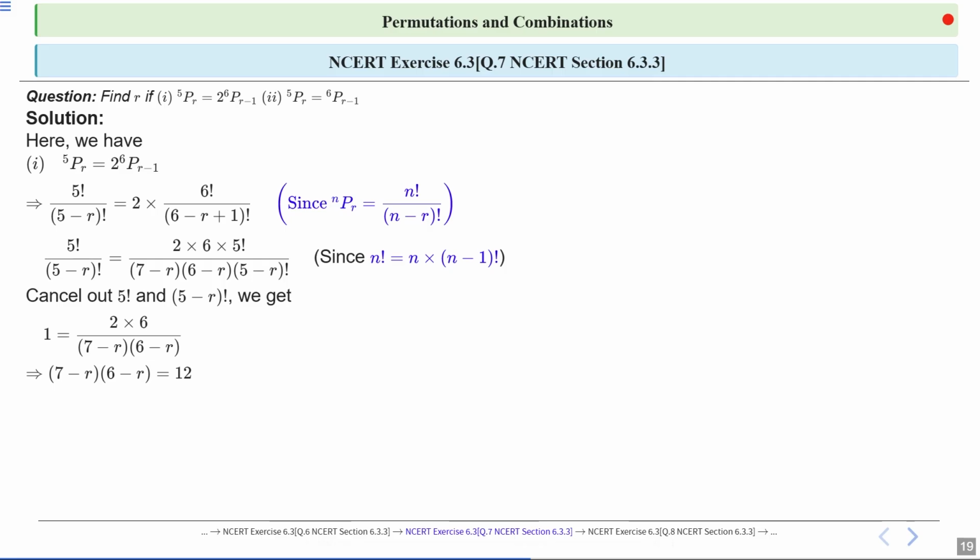So we solve for here: 7 minus r into 6 minus r equal to 12. Now expanding the left side, we get 42 minus 6r minus 7r plus r square is equal to 12. So this is a quadratic equation. Rearranging the terms, we have the quadratic equation r square minus 13r plus 30 equal to 0. Now factoring the quadratic equation, we find r minus 3 multiplied with r minus 10 equal to 0. From the factored equation, we determine that r equal to 3 or r equal to 10.